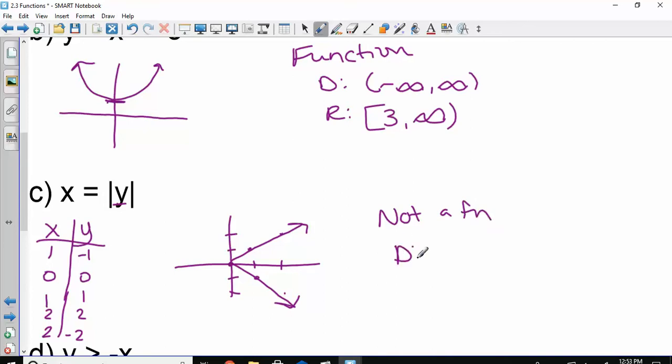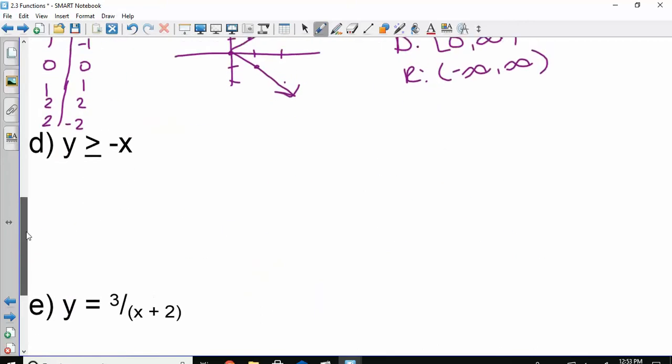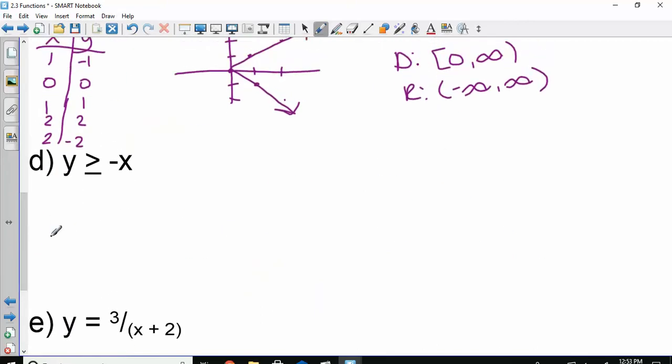I could technically still do domain and range. What is the domain of this? If I go from left to right, the first x value I hit is 0, and it keeps going forever. So 0 to infinity. My range, I have one piece going down forever and one going up forever, so that would be everything. Negative infinity to positive infinity. D.